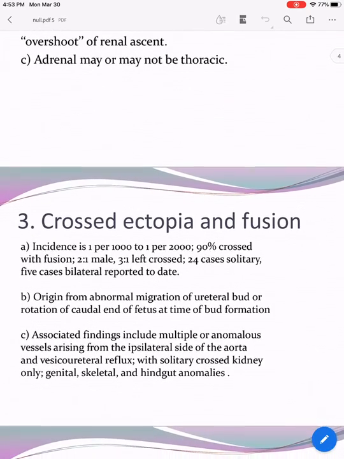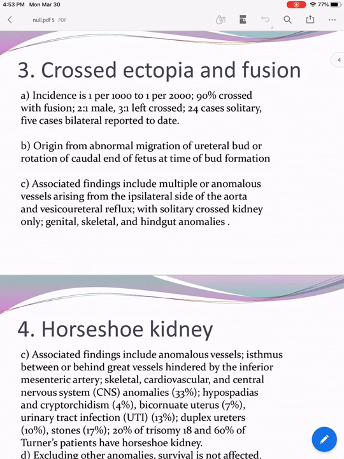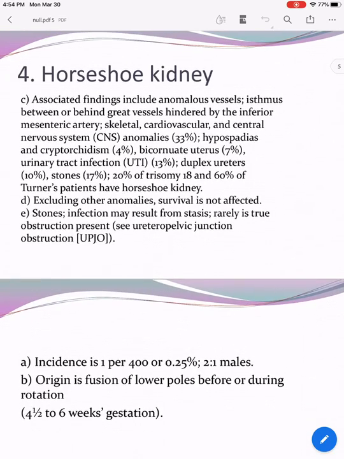Another example of ectopic kidney is the crossed ectopic kidney with fusion. In about 90% of cases, the upper pole of the crossed kidney is fused with the lower pole of the native one, the original one. Therefore, the crossed kidneys are almost always lower than the normal one. And for the ureters, they both end on their normal side. Another example is the horseshoe kidney.